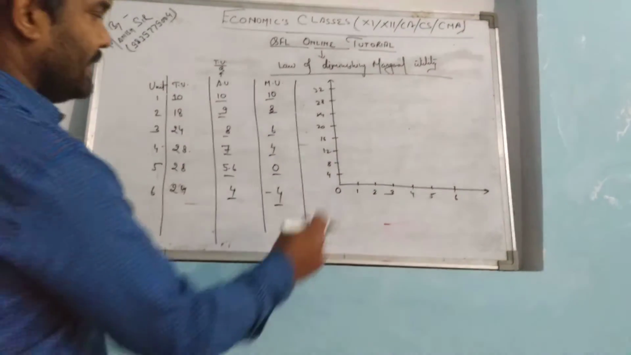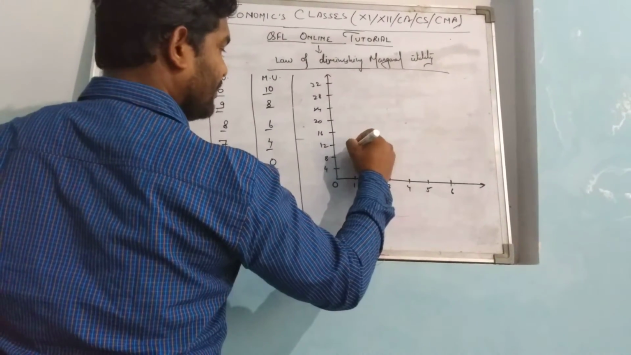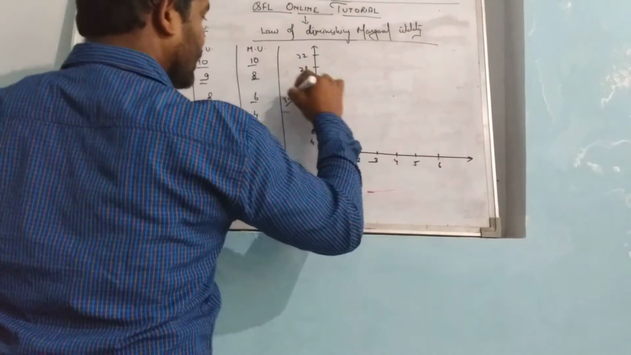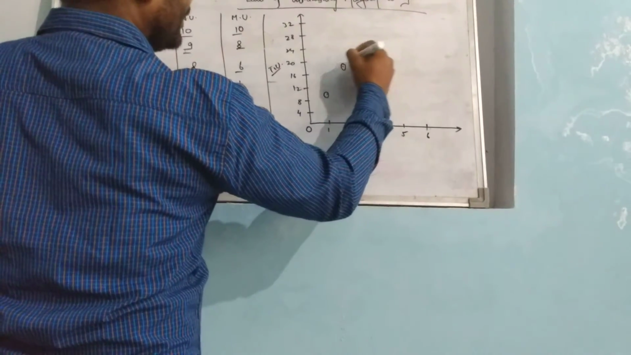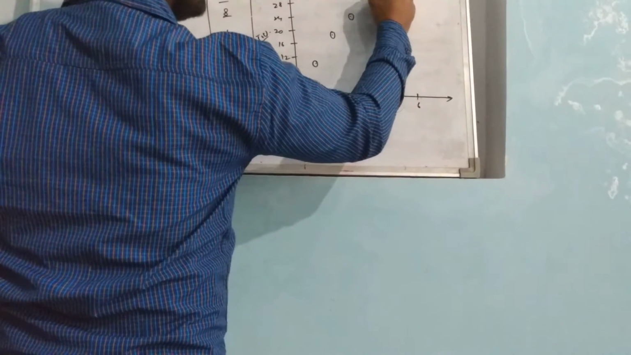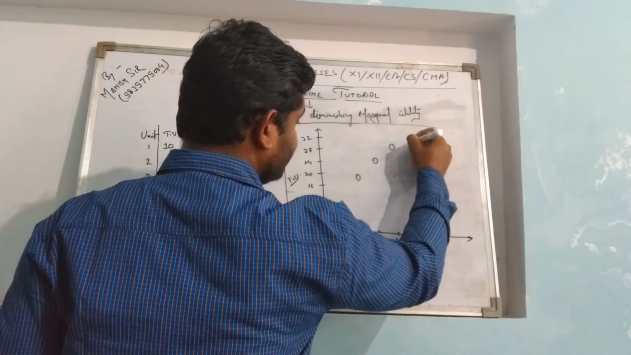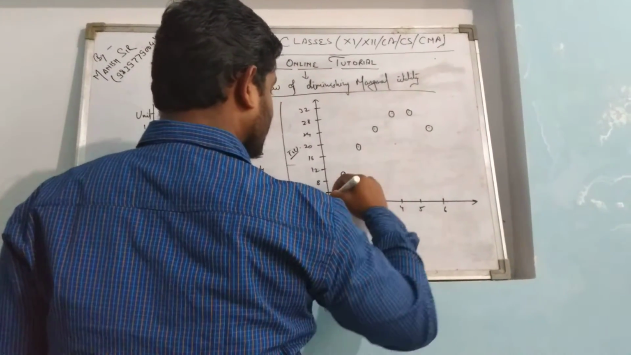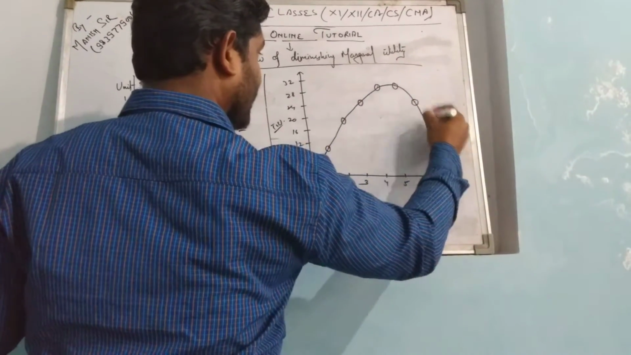When we place it at unit 1, TU is 10. At unit 2, total utility is 18. At unit 3 it is 24, at unit 4 it is 28, which is maximum. At unit 5 it is again 28, and at unit 6 it falls to 24. Now when we join these points, we get a curve like this.